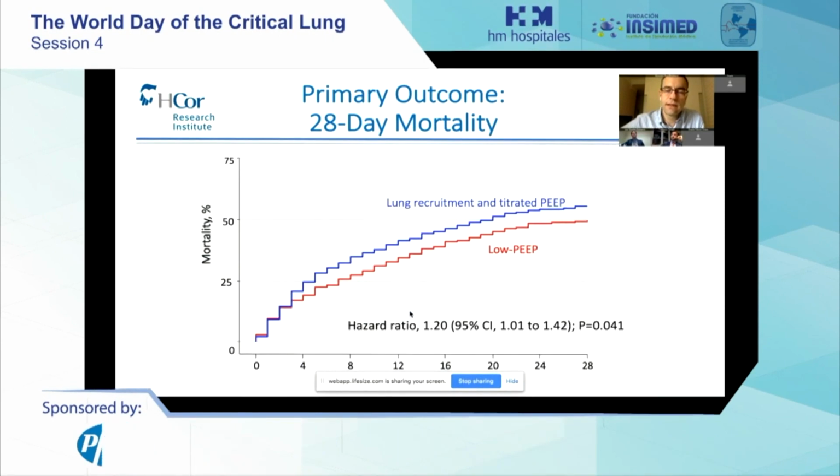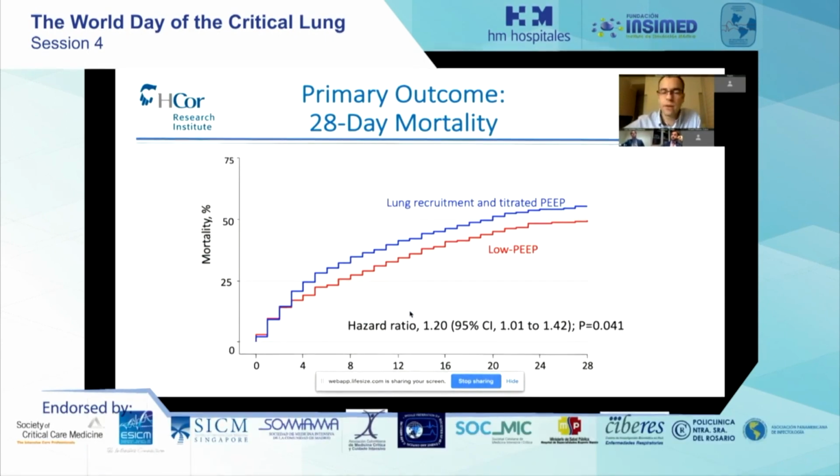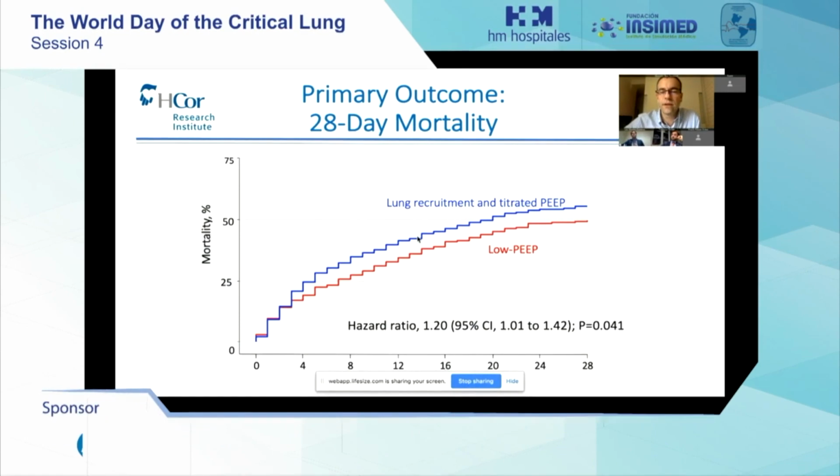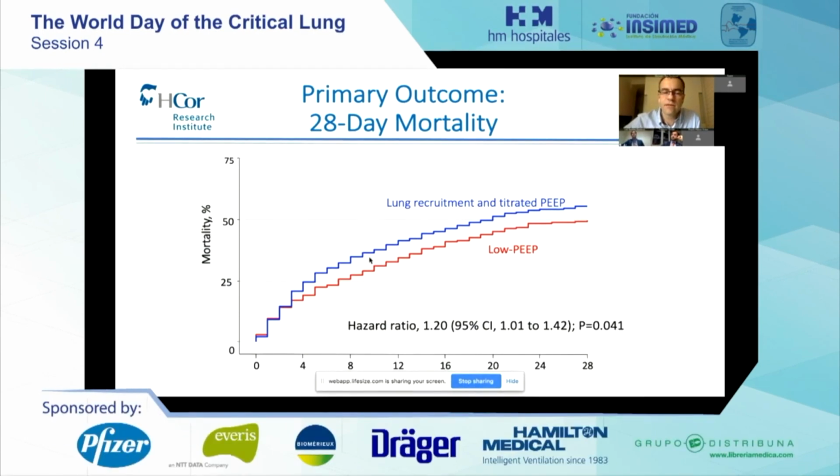The results surprised us. Of course, our hypothesis was that we might offer benefit to the patients, but instead we found increased mortality for patients assigned to the lung recruitment and titrated PEEP strategy as compared to the low PEEP strategy. Hazard ratio was 1.20, and it was significant. The same for 6-month mortality.